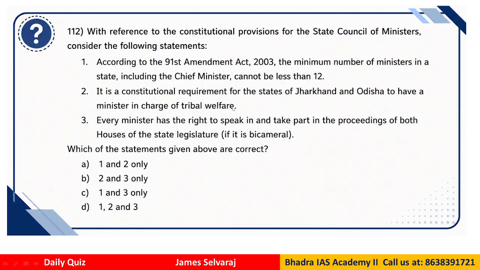Question number 112. With reference to the constitutional provisions for the State Council of Ministers, consider the following statements. This is from the polity subject. So according to the 91st Amendment Act 2003, the minimum number of ministers in a state including the chief minister cannot be less than 12. It is a constitutional requirement for the states of Jharkhand and Odisha to have a minister in charge of tribal welfare. And every minister has the right to speak in and take part in the proceedings of both houses of the state legislature, right? So what do you think? So you have option 1 and 2, 2 and 3, 1 and 3, all of the above.